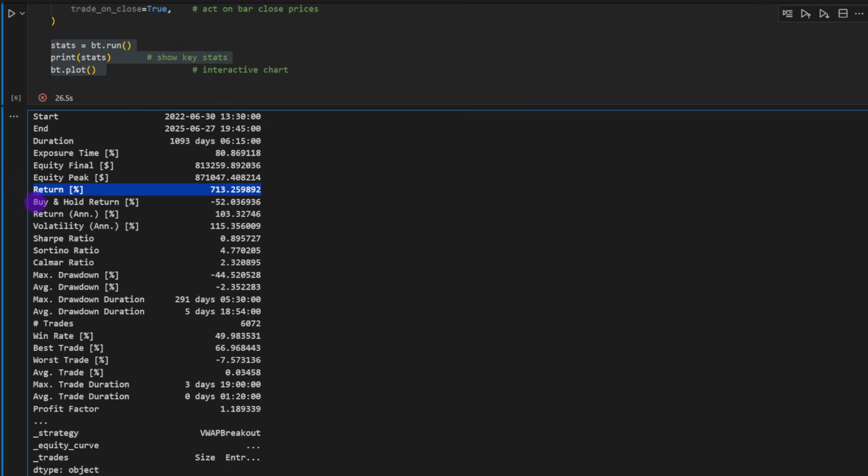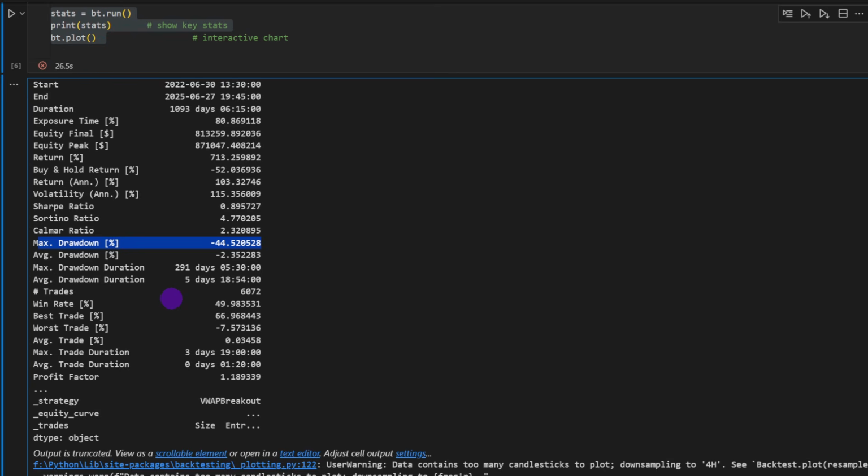713%. The buy and hold is minus 52%. The annual return is 100%, and the volatility of returns is 115%. We have a big drawdown, so that's not a safe strategy as is. The win rate is around 49% and so on. So we have all the metrics.